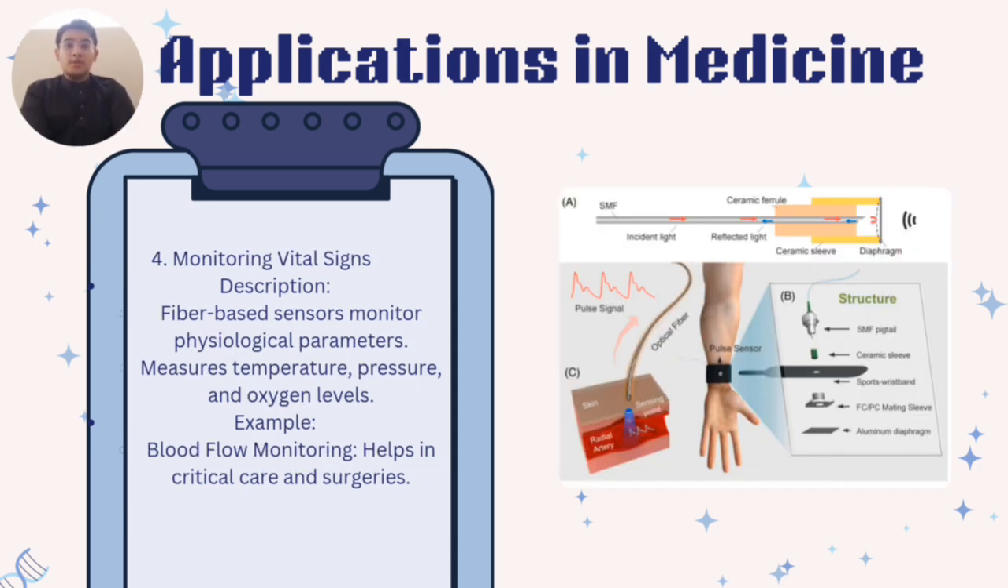Lastly, monitoring vital signs. Fiber-based sensors monitor physiological parameters like temperature, pressure, and oxygen levels. For instance, blood flow monitoring is essential in critical care and surgeries. These sensors offer continuous monitoring, providing real-time data and enhancing patient care and management.